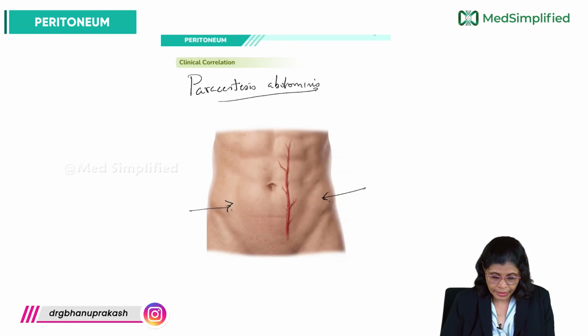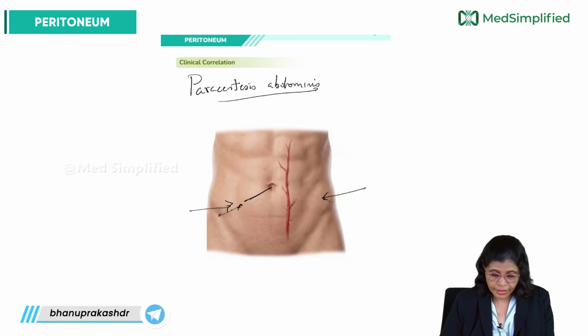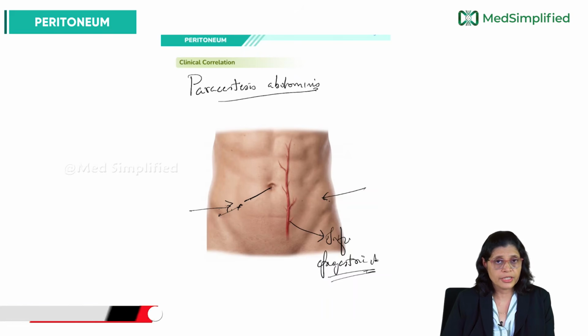Especially lateral to the McBurney's point. So here, where we have the McBurney's point at the junction of the lateral 1/3 and the medial 2/3, if we insert the trocar lateral to that, we are less likely to injure the inferior epigastric artery. This is the inferior epigastric artery, and we are less likely to injure it. So we usually use these regions to put the trocar or the cannula.